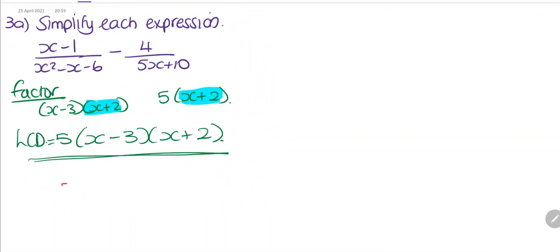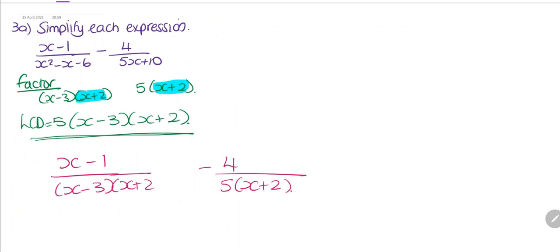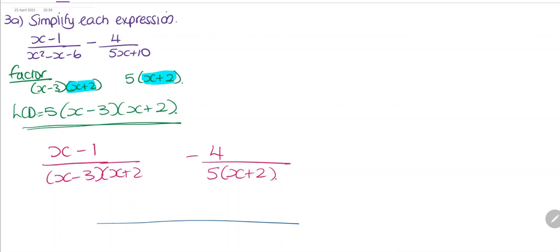So let's write the original fraction. I'm going to write it in factored form. So x plus 2, minus 4, and I'm going to write this as 5 times x plus 2. And we want to write it over 5, x minus 3, x plus 2. So x minus 1. So what do we need to multiply this by?